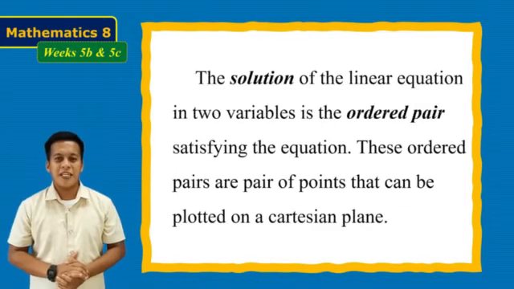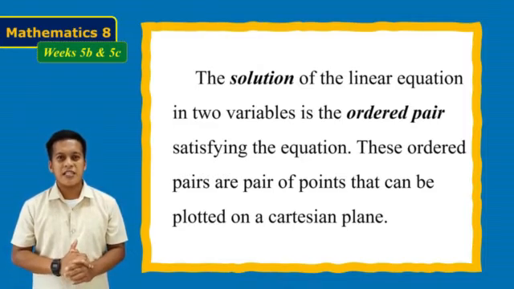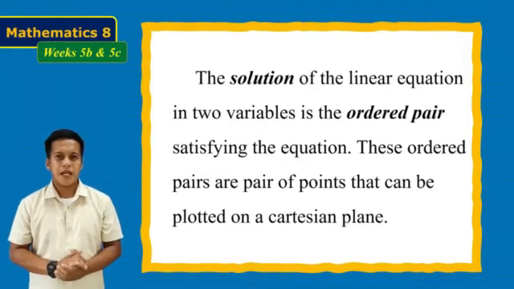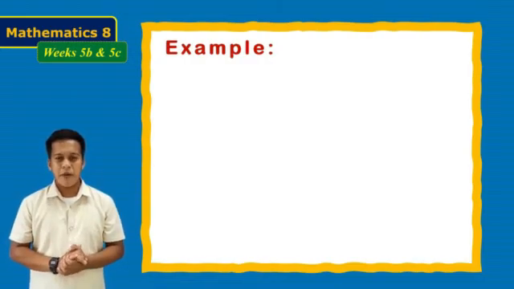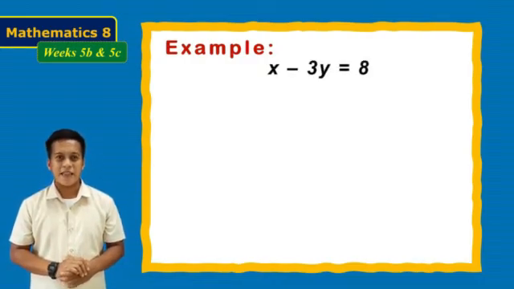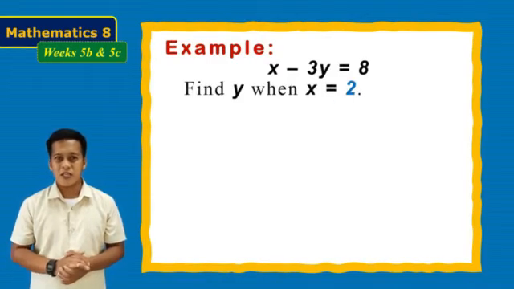The solution of the linear equation in two variables is the ordered pair satisfying the equation. These ordered pairs are a pair of points that can be plotted on a Cartesian plane. Let's have an example. Equation x minus 3y equals 8. Find y when x is 2.